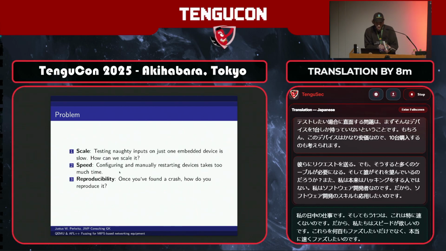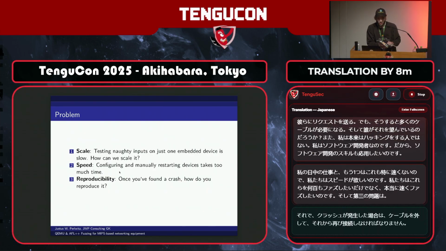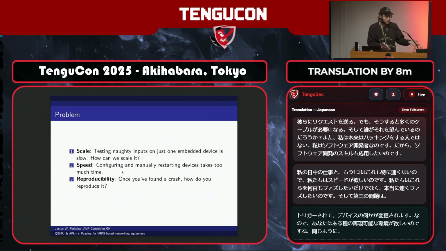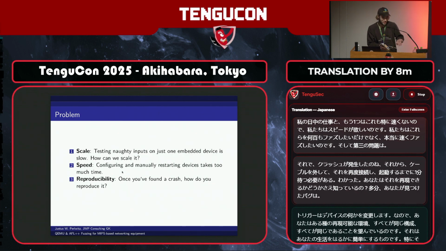And then the third problem is, so you found a crash, and you gotta plug out the cable, plug it back in, wait a minute for it to boot up, and how do you even know that you're going to be able to reproduce it? Maybe the bug that you triggered changes something in the device, so you want a sort of reproducible environment. Same configuration, everything the same. That just makes your life a lot easier, especially if you find a vulnerability and you want someone else to be able to reproduce it as well.